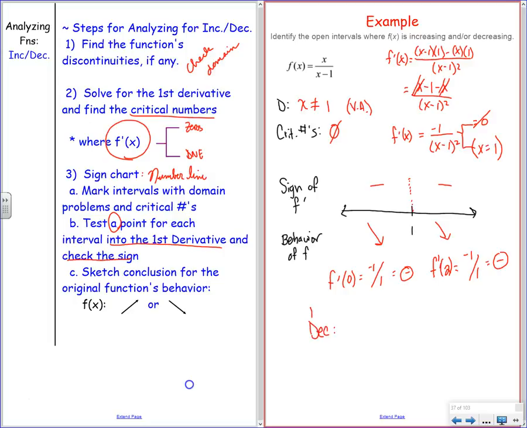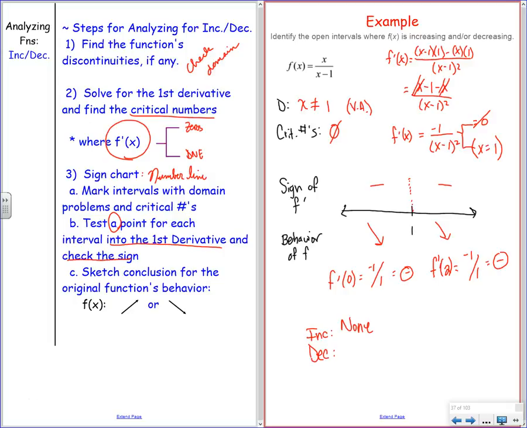So when we go to say where is it increasing and where is it decreasing, or what are the intervals for which, it's decreasing in both. So we're going to say there are no increasing intervals. Do you have to split up the decreasing? Yes. Because if you don't split up, that means you're saying that 1 exists, and 1 does not exist. So we have to split up at 1.